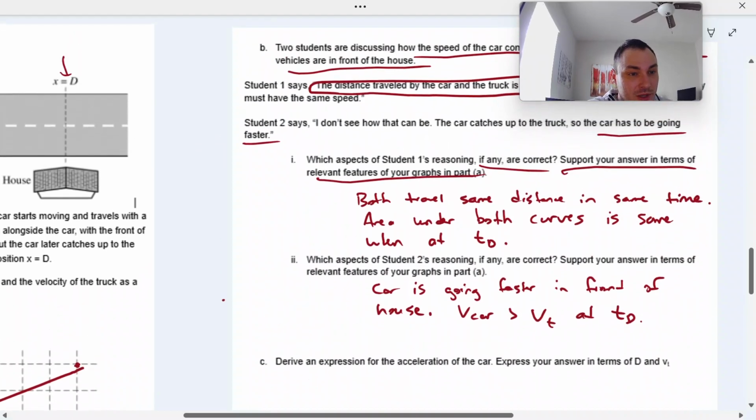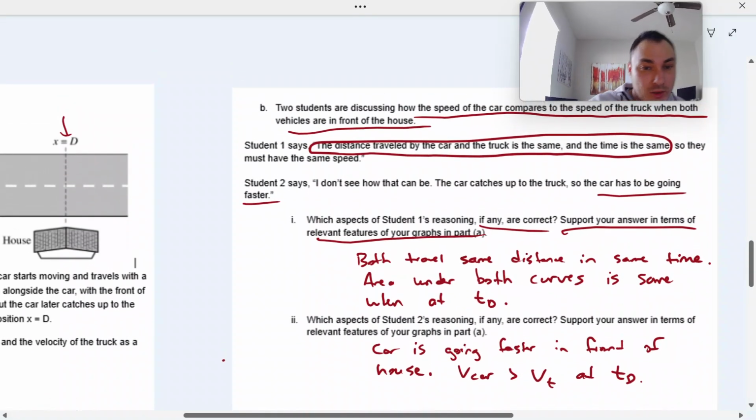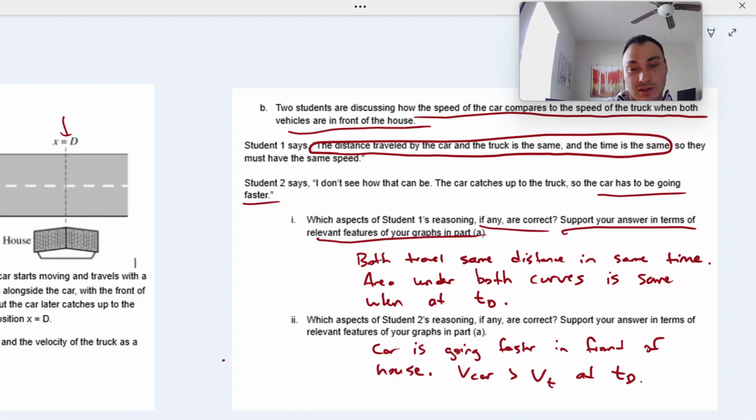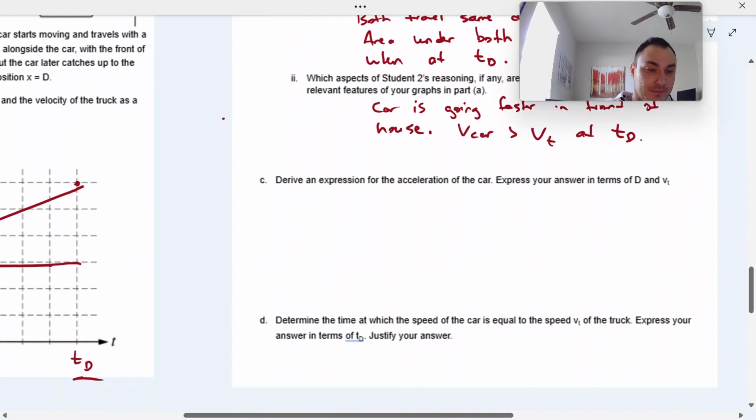The average speeds, what student 1 may have been talking about, is the average speed. The average speed across the trip is the same, since they both took the same time to go the same distance. But the instantaneous speed in front of the house, the car is going faster, because the car had to catch up to the truck. So when it ended, the car is moving faster.